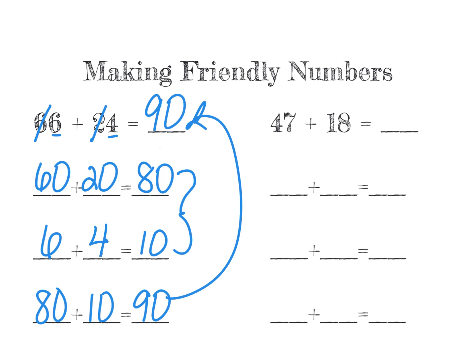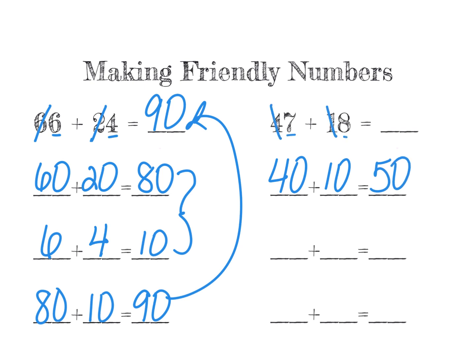Next we have 47 and 18. Our first number has 4 tens and 7 ones, and our second number has 1 ten and 8 ones. So let's break them apart again. 4 tens is equal to 40, and 1 ten is equal to 10. 40 plus 10 equals 50.